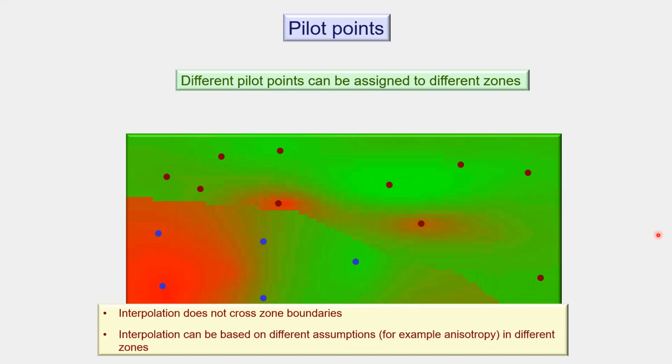Interpolation can take place in different ways in different zones, so they can be completely independent. And by using pilot points in combination with zones in this manner, we are effectively telling the inversion process that if it can, introduce heterogeneity at the zone boundaries. If further heterogeneity must be introduced to allow a good fit to be attained between model outputs and the calibration data set, then the inversion process can introduce that heterogeneity within the individual zones. So this gives us even more flexibility in calibrating the model.